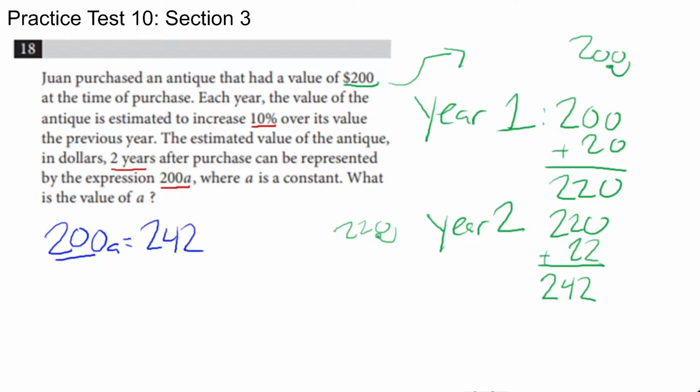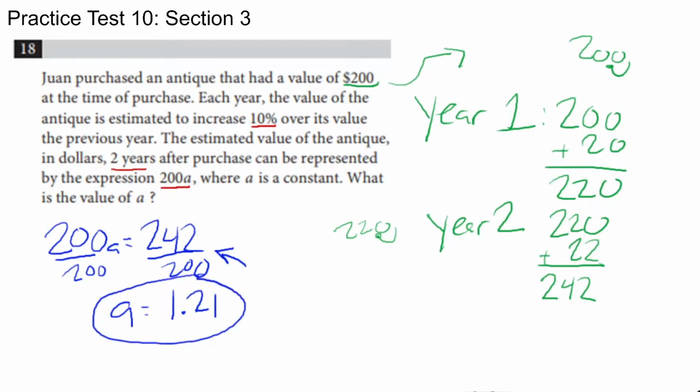Using the expression, you would get 200A is equal to 242. You would have to divide both sides by 200, and you would get an A value of 1.21. Since this is the non-calculator section, this isn't as easy to do without a calculator, so I'd recommend doing it the first way, but you still get the same answer.